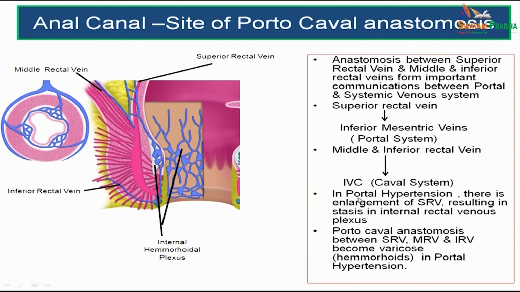What happens in portal hypertension, because of cirrhosis of liver, is there is going to be enlargement of the superior rectal vein resulting in stasis of the internal rectal venous plexus. And this hemorrhoidal plexus becomes varicose or dilated in case of portal hypertension. So, anal canal is an important site of portocaval anastomosis.